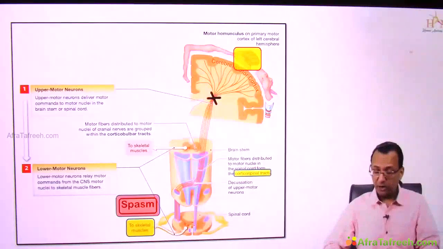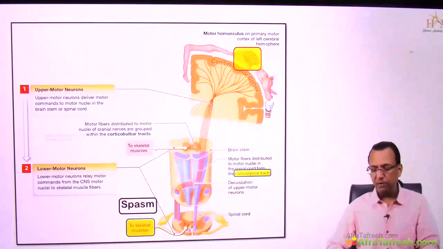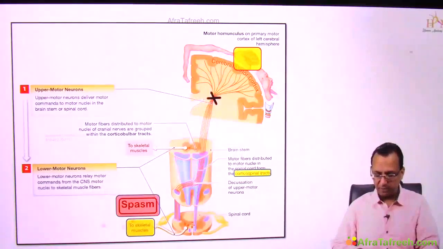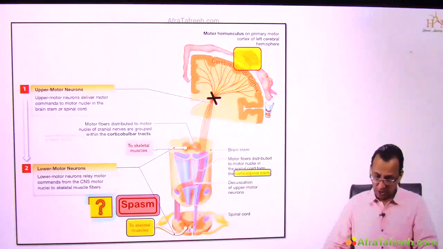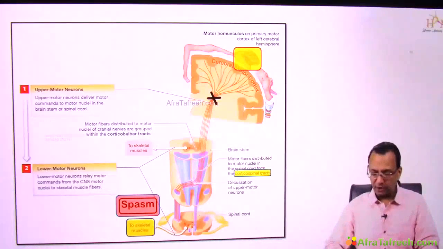But why on the right side? The spastic paralysis is on the right side. Why? Because the left brain controls the right side of the body. That's why. If the lesion is on the left side of the brain, the spastic paralysis will be on the right side of the body. Okay, fine. It is on the opposite side because of the fact that there is a crossing here.